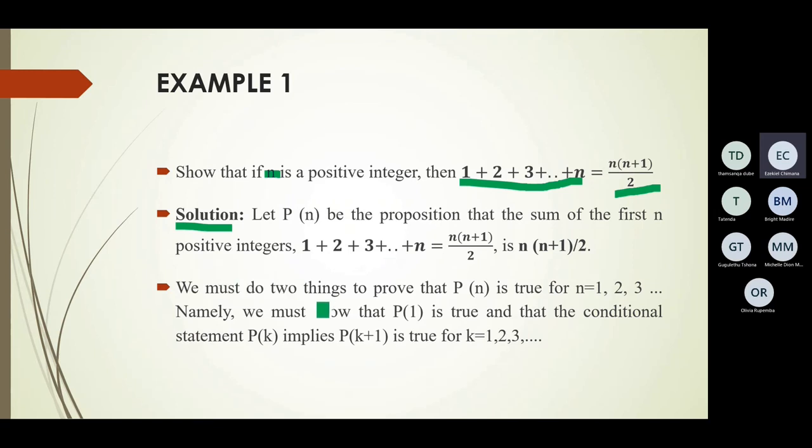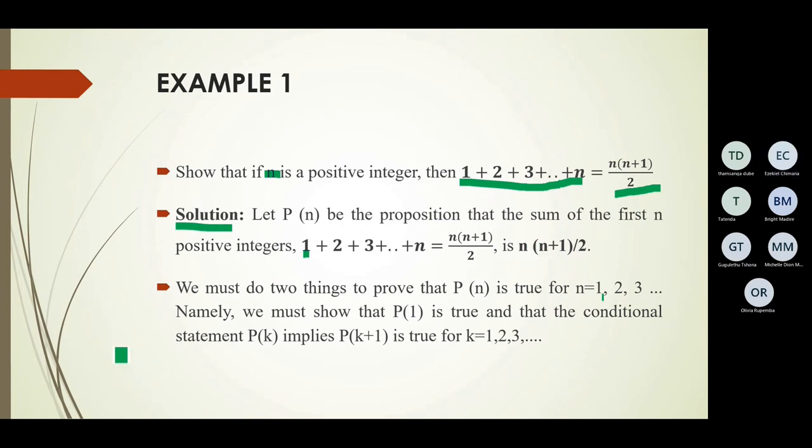We must do two things to prove that P of n is true for n equals 1, for n equals 2, for n equals 3, since we are talking of positive integers, where n is a positive integer. And you see here we are starting at 1, which means we need to start at n equals 1. Because when you put n equals 1, that's when we get a 1 here.